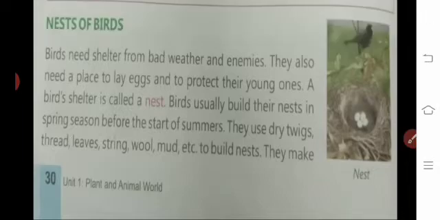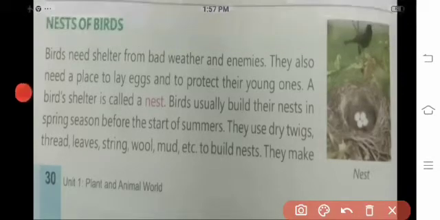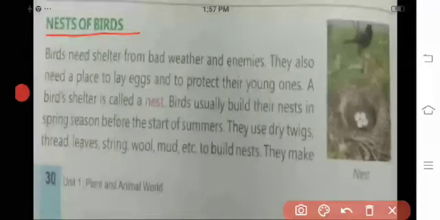Children, tell me where we are living. We are living in houses, isn't it? Yes, we have houses for living, sleeping and everything like that. But birds also have a house. What is the name of the house for a bird? It's a nest. Okay, nest of birds.